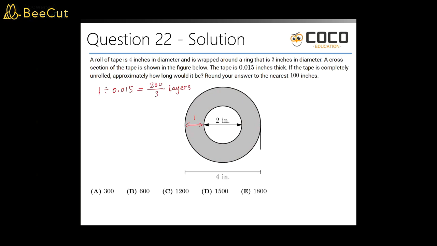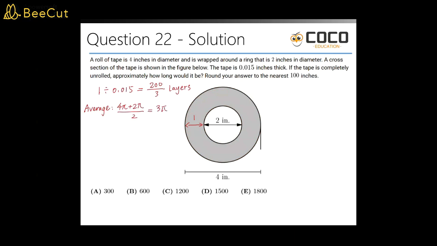Now, for each layer, we'll know the circumference will be different. The outer layer's circumference is larger. Inner layer's circumference is smaller. So we find the average of their circumference. The average will be the one right in the middle. So to find it, we can use the circumference of the big circle plus the circumference of the small circle. Then after that, divide by 2. There will be 4 pi plus 2 pi over 2. This average circumference is 3 pi.